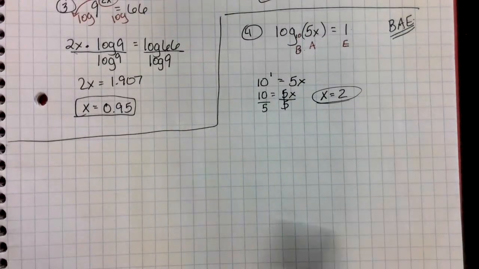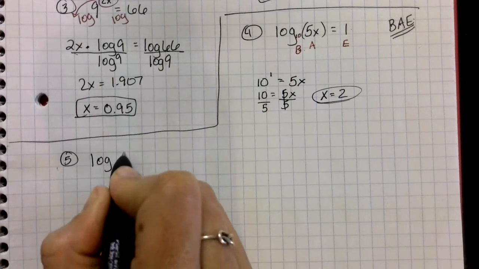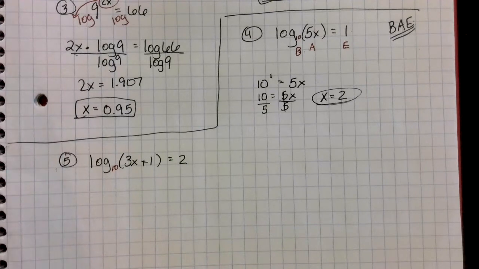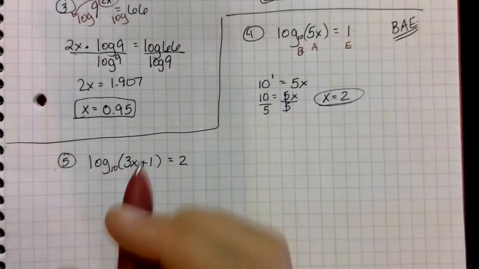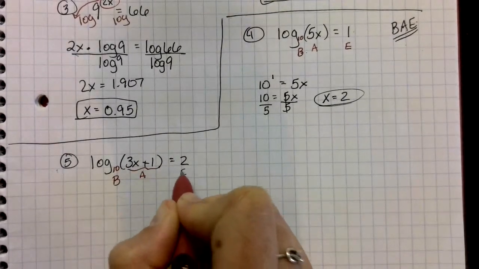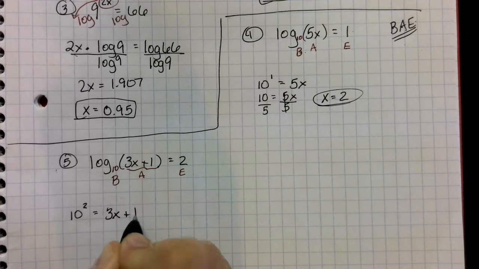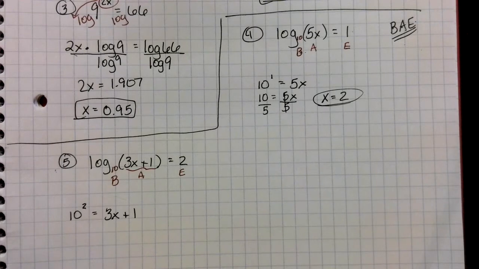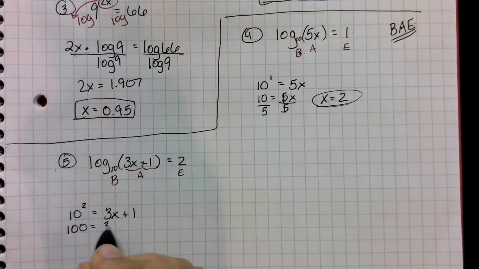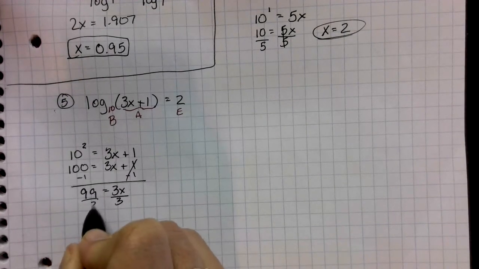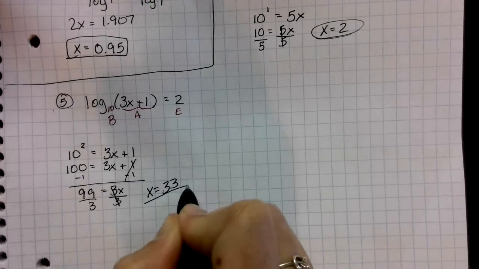So let's look at a different one. So let's do log of 3x plus 1 equals 2. So the first thing I'm going to do is fill in my base, and then I'm going to use my BAY acronym. So I'm going to label this as base, answer, and exponent. So now I have a base of 10, an exponent of 2 equals an answer of 3x plus 1. So by rewriting it in this way, you are just creating a pretty simple equation that you can solve. So 10 squared is 100 equals 3x plus 1. So now to solve, I'm going to subtract 1 on each side. So I have 99 equals 3x. Divide both sides by 3. So x is equal to 33.